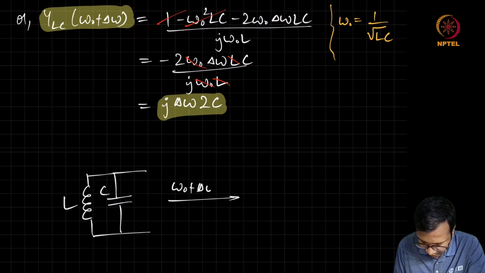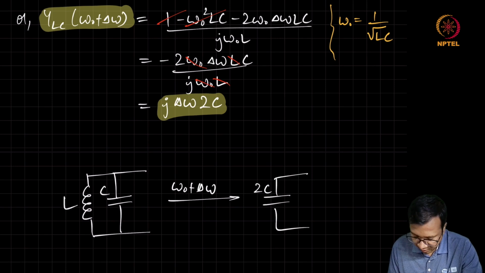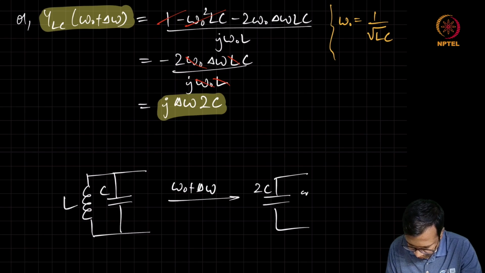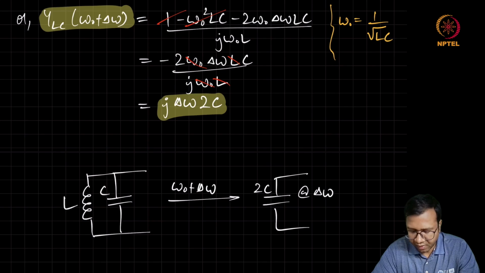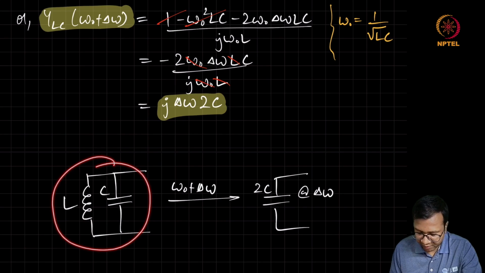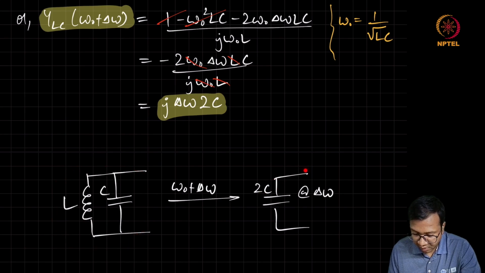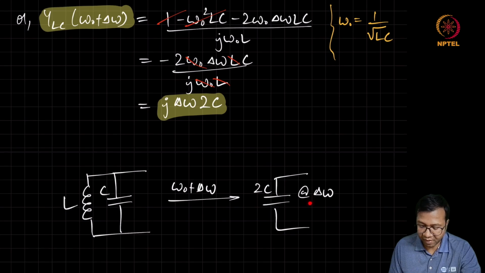So we can say that the resonator at omega naught plus delta omega is equivalent to as if you have a capacitor 2C which is excited by a source at delta omega. So the resonator at omega naught plus delta omega is the same as a 2C capacitor at delta omega. Now we have got this idea about the equivalent circuit.